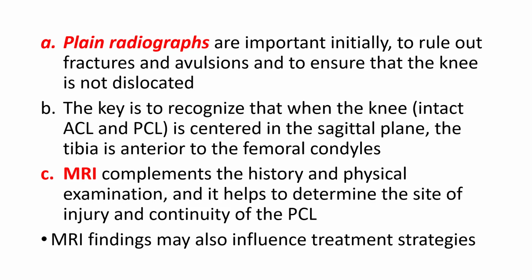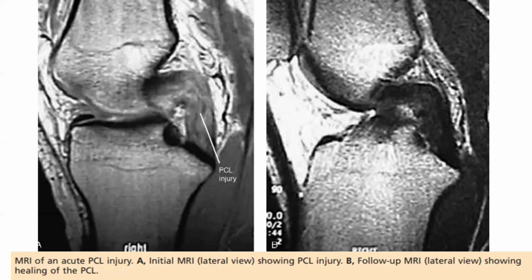MRI complements the history and physical examination, and it helps to determine the site of injury and the continuity of the PCL. MRI findings may also influence treatment strategies. Keep this in mind. Let's look at this slide. This is an MRI of an acute PCL injury. On the left side, you see the initial MRI, lateral view, showing the PCL injury. It's torn completely. And the follow-up MRI, lateral view, shows healing of the PCL. You see that it's one structure. Okay, pay attention to this.